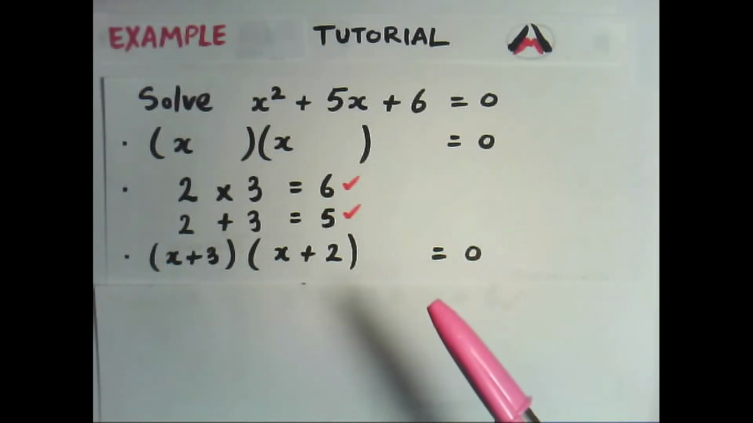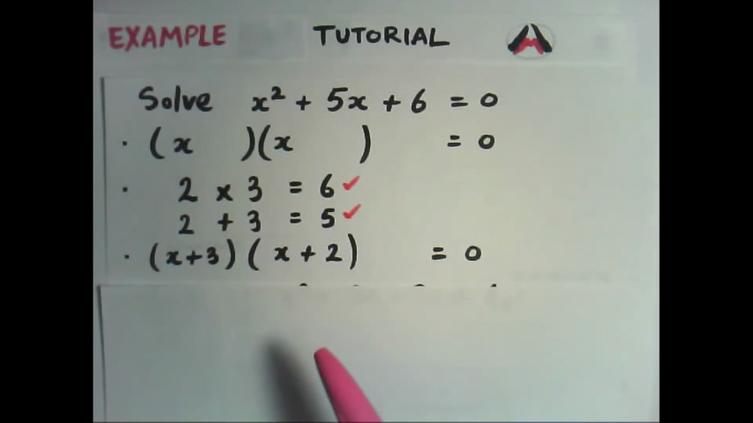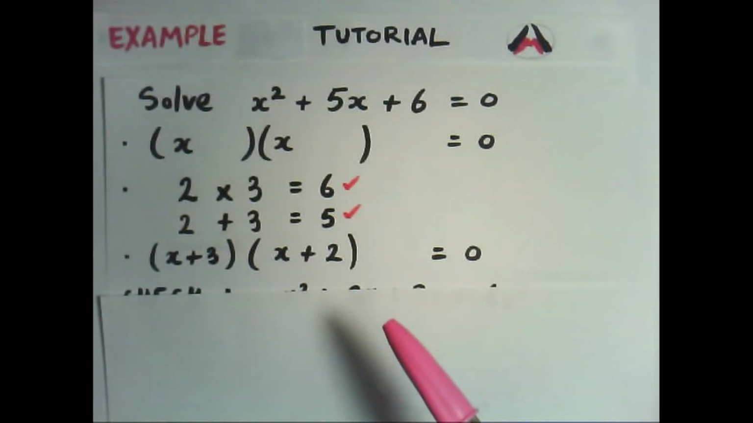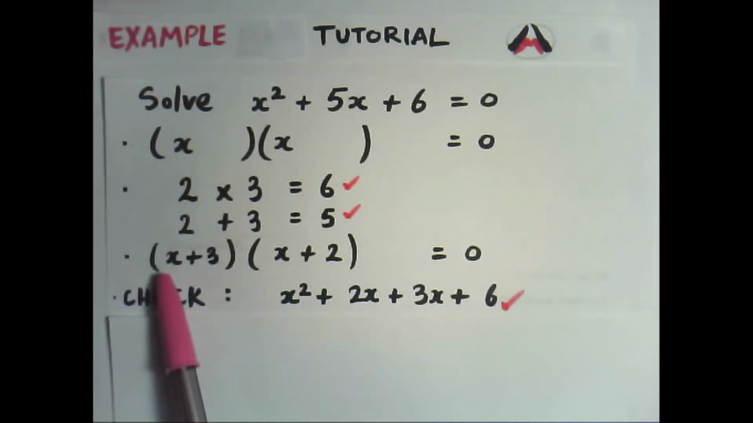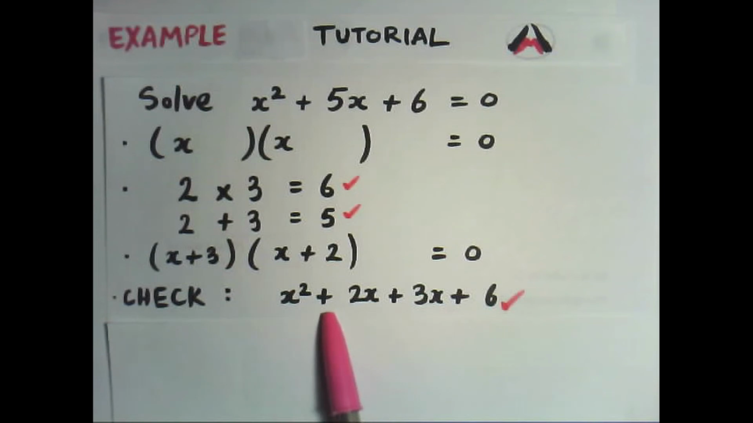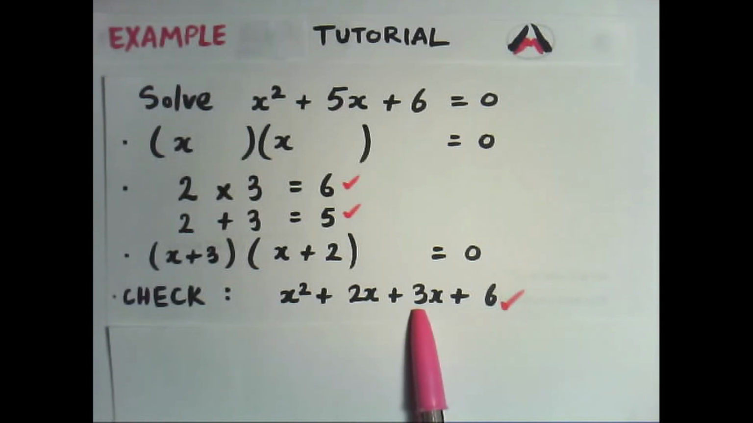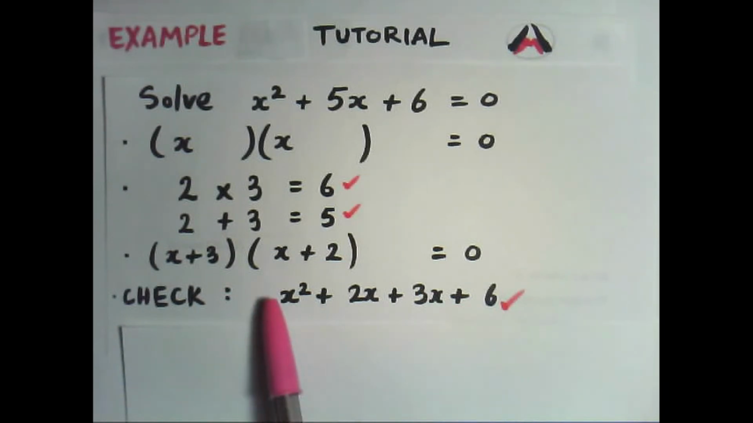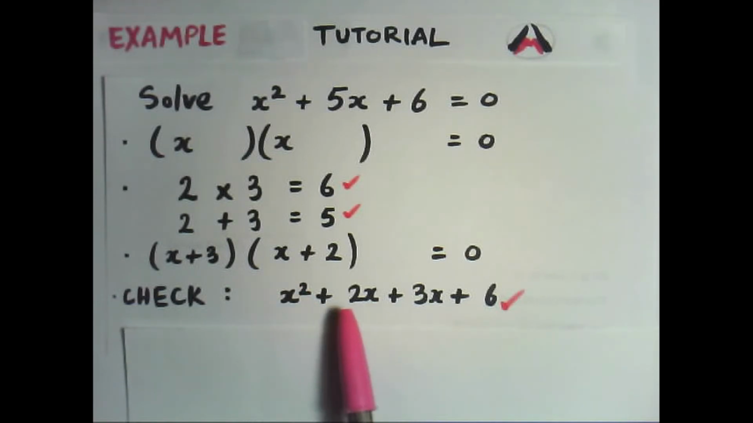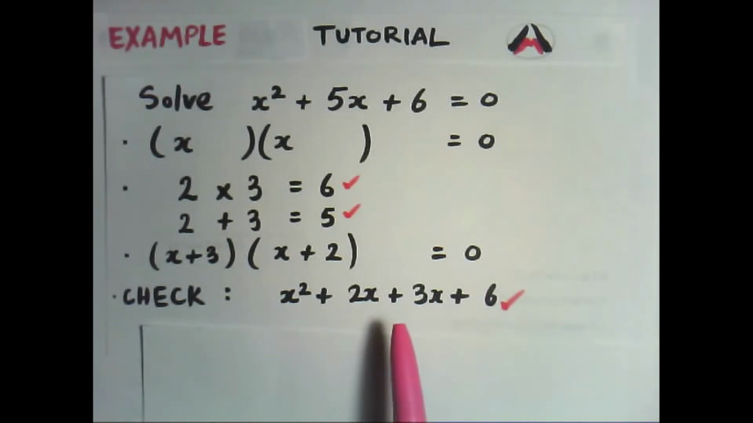Now, how do we know we're right? Well, we can check this by reversing the process and expanding out our double brackets. So we'd have x times x gives us x squared. Then x times positive 2 gives us a positive 2x. Then a positive 3 times x gives us a positive 3x. And then a positive 3 times a positive 2 gives us positive 6. Now, when we collect like terms, we'd end up with x squared plus 5x plus 6. So yes, that does work out. We have factorized that correctly.